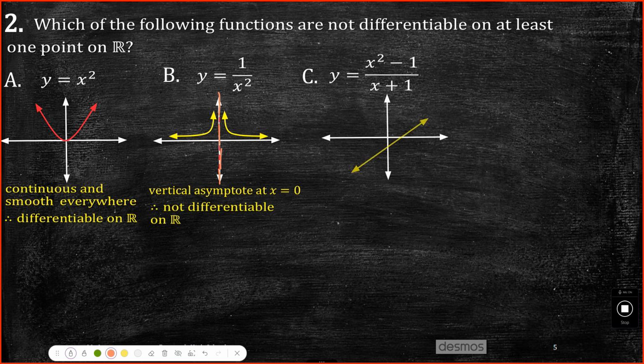This one has a hole at x equal to negative 1. So here is x equal to negative 1. It would have a hole there, so it is not differentiable everywhere.